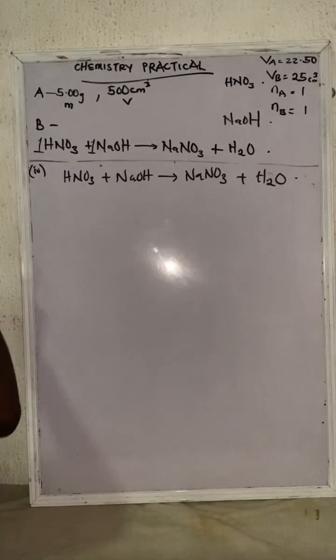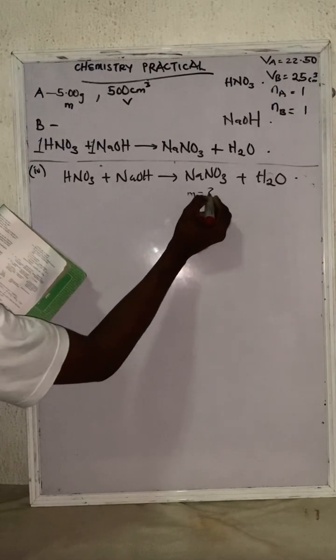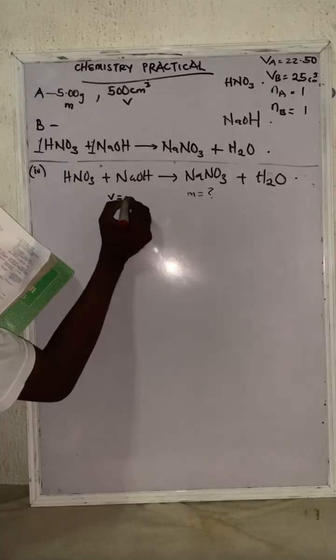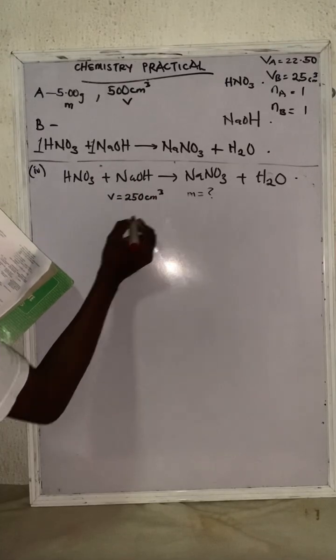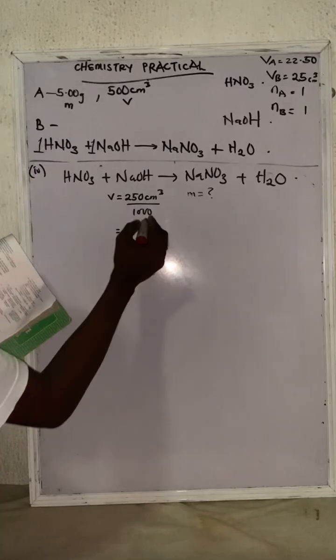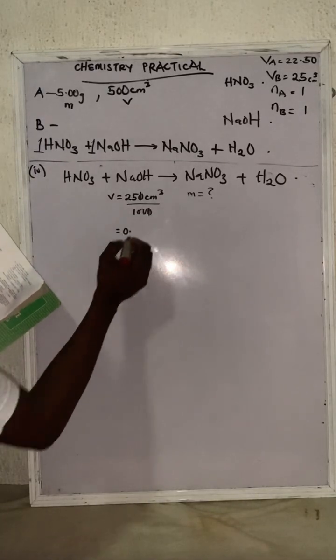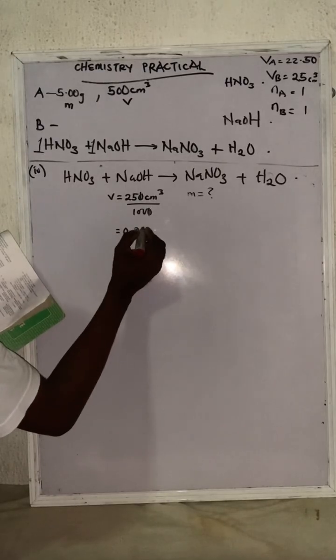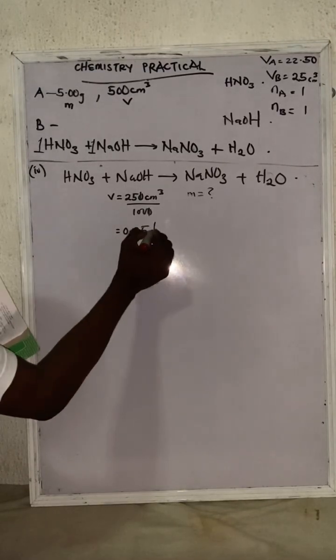So we are told to find the mass of NaNO3. We are looking for the mass of this one, given 250 cm cube of NaOH. So the volume of this one is 250 cm cube. I can divide this by 1000, so that will be 0.025. No, 0.25. That will be 0.25. So you have this in dm cube.